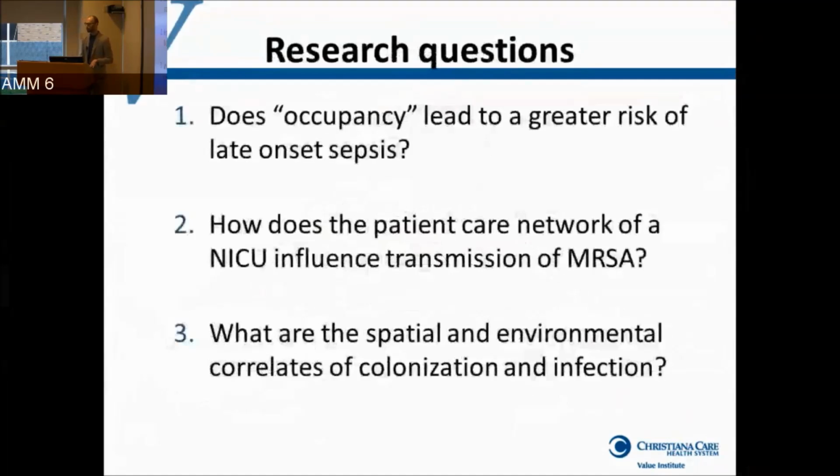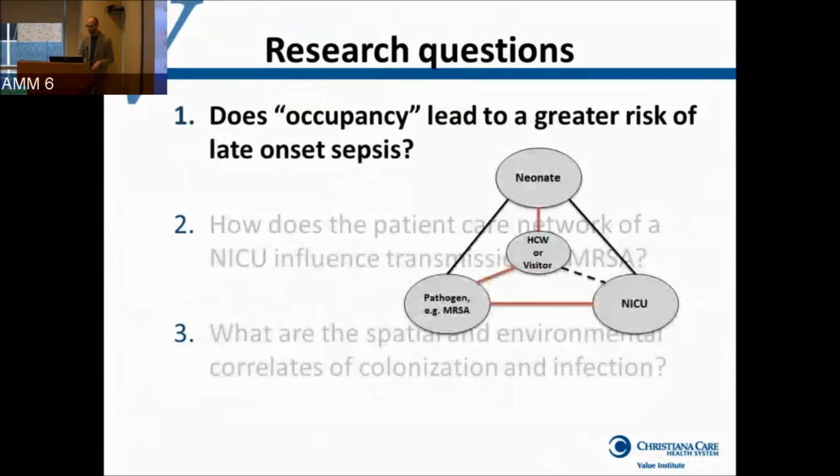So we're going to answer three broad research questions here. The first, and this was the talk that Claudine mentioned earlier, about a year ago, so I'm only going to touch on this briefly, is: does occupancy, and I'll discuss what that means in a couple of slides, lead to a greater risk of late-onset sepsis? Second question is, how does the patient care network, and I'll get into what that means in a little bit, of the NICU influence transmission of MRSA? And finally, what are the spatial and environmental correlates of colonization and infection? So let's start with that first research question.